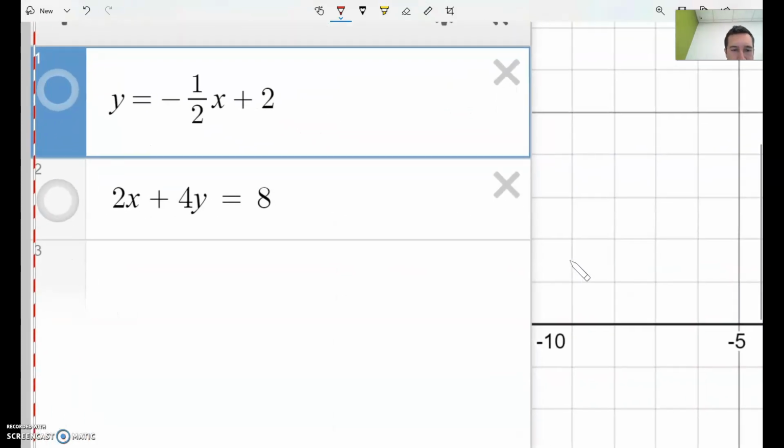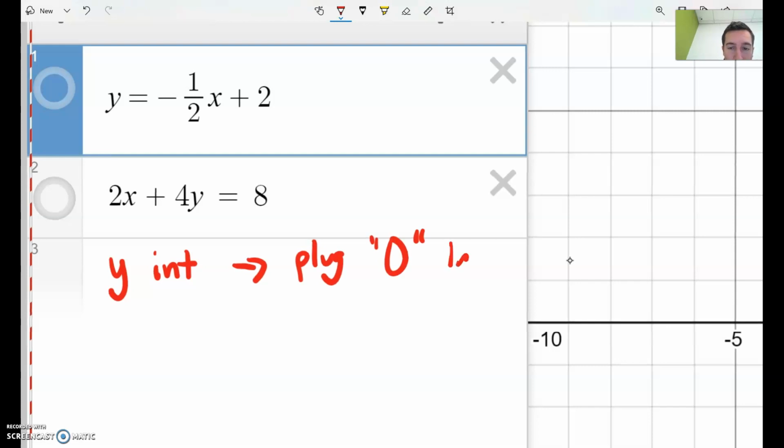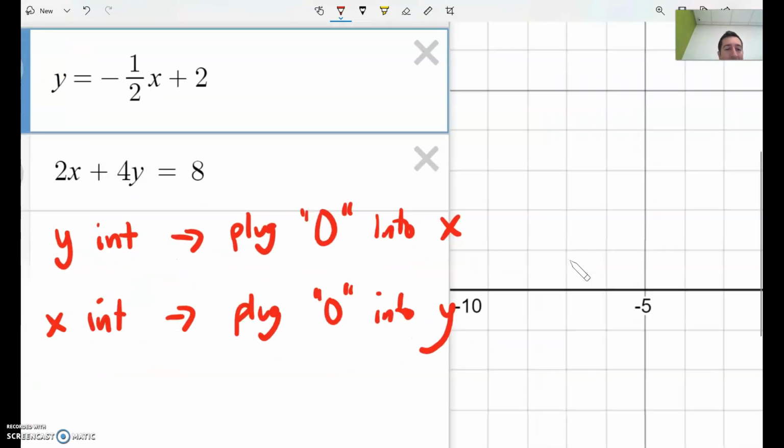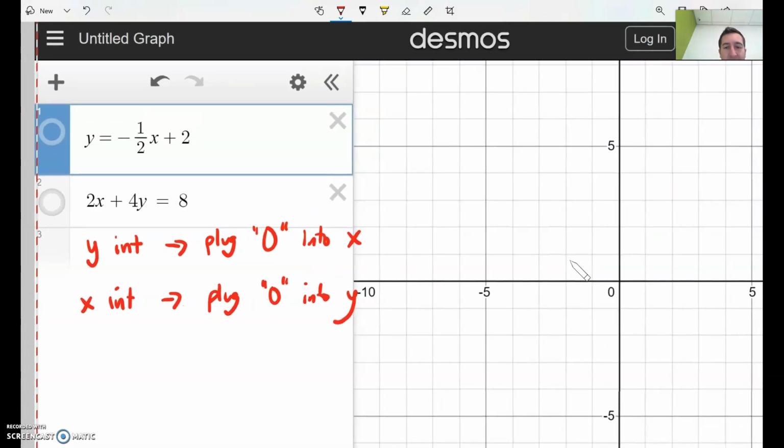The way you do it, this is pretty rad, is if you want to find the y-intercept, you plug a 0 into the x spot. And if you want to find the x-intercept, you plug a 0 into the y spot. Now, why is that? Why would you plug a 0 into the x if you wanted to find the y-intercept? Here's why.